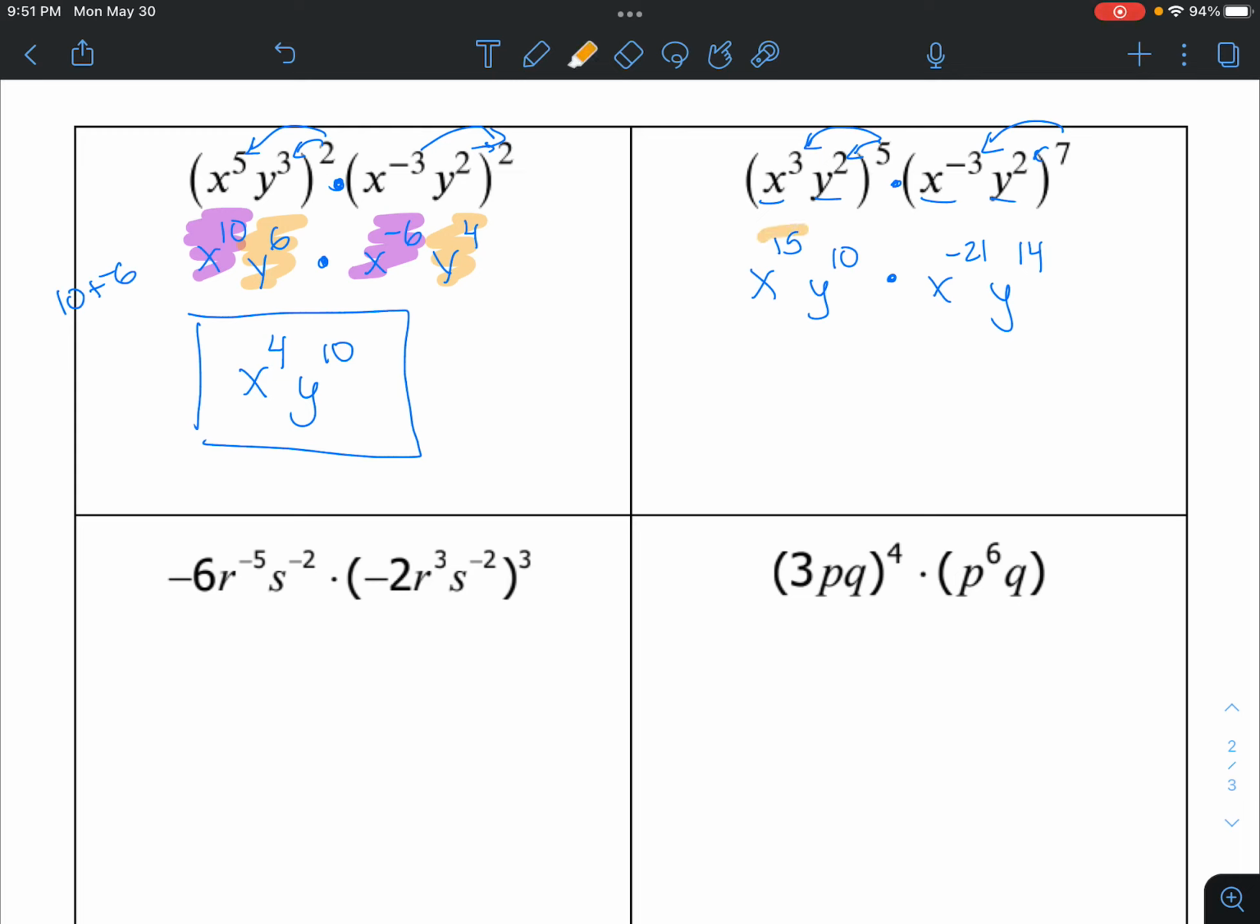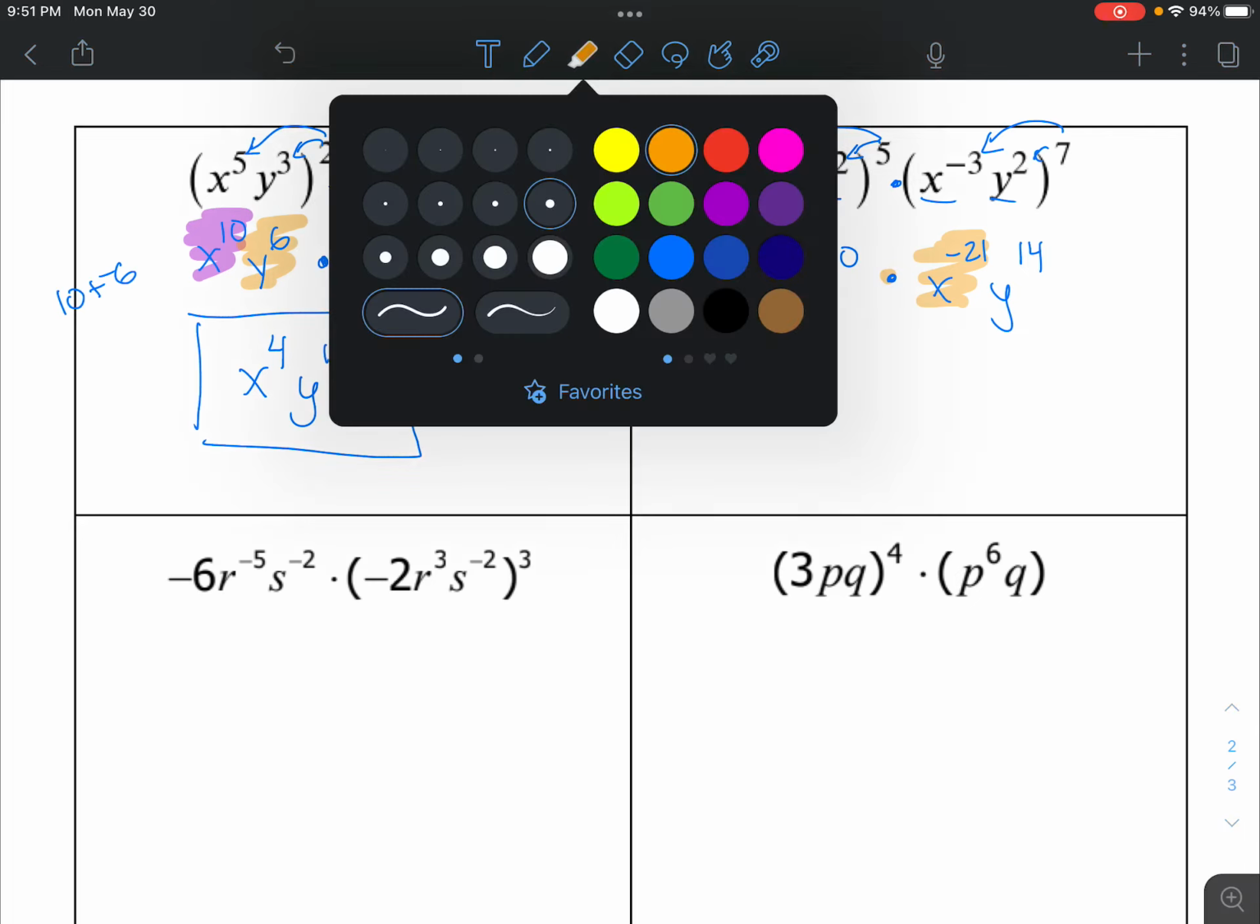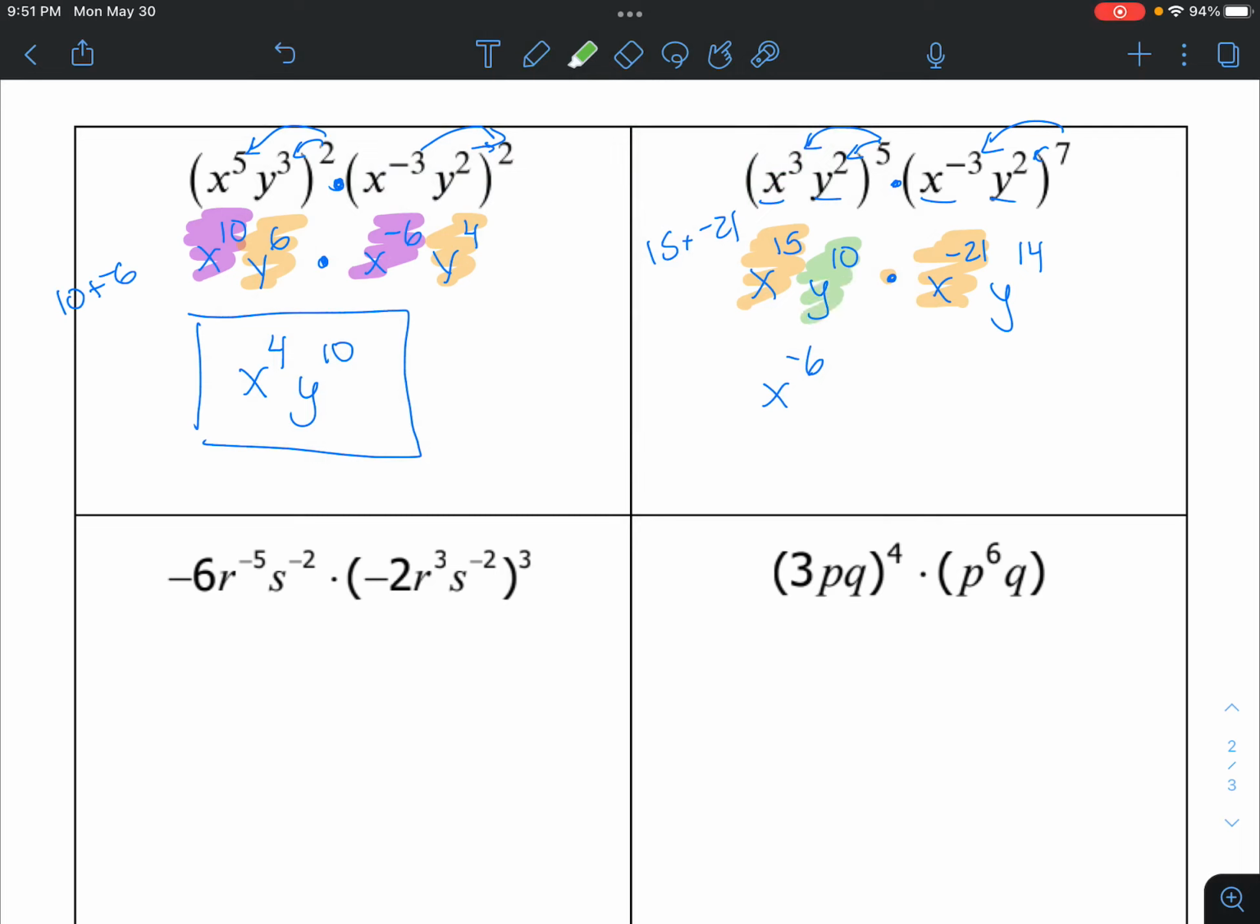From here, we have x to the 15th times x to the negative 21st. We're going to keep our base of x and add our exponents. So 15 plus negative 21 gives us negative 6. Then we have y to the 10th times y to the 14th. We're going to keep the base of y and add our exponents.